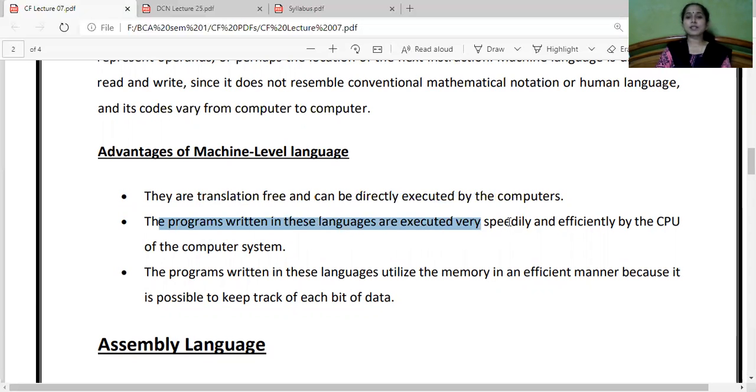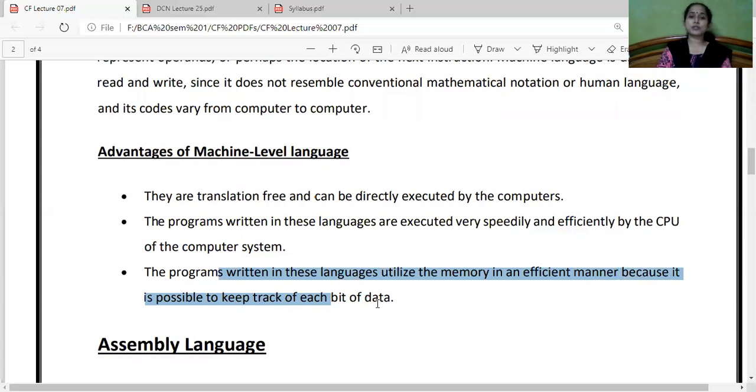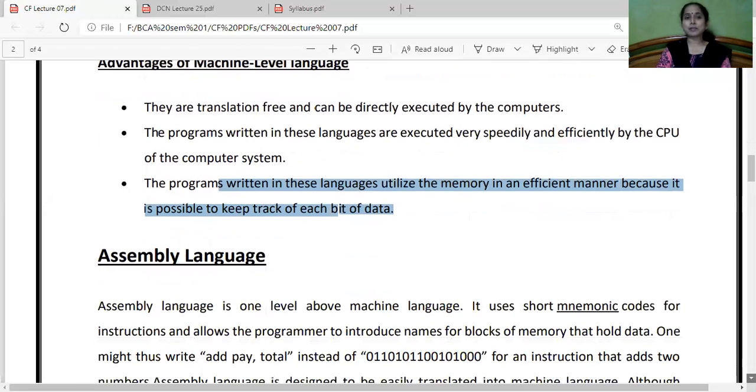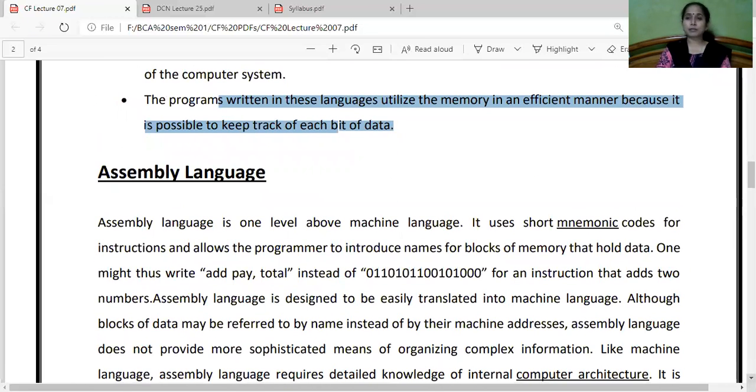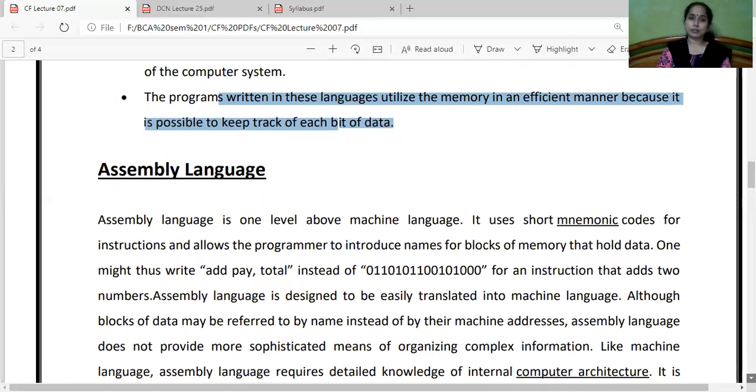Programs written in these languages are executed very speedily and efficiently by the CPU, and programs written in these languages utilize memory in the most efficient manner because it is possible to keep track of each bit of data. But as a human being, for us who are the programmers, it is very, very difficult.